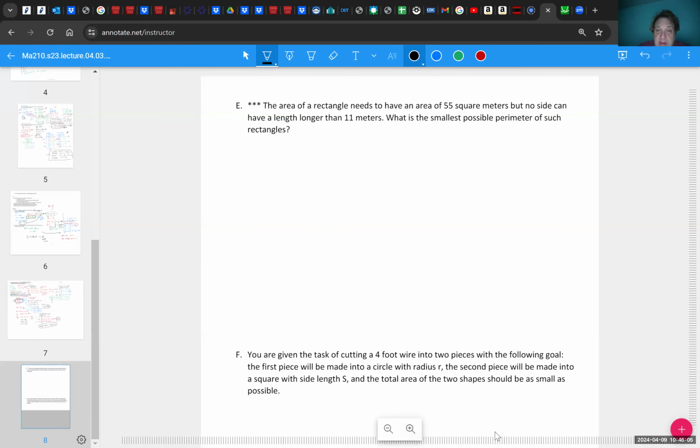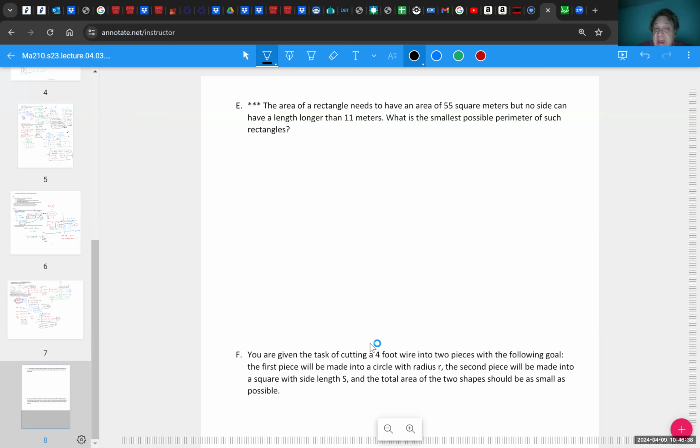Okay, so E talks about the length of a rectangle. It needs to have an area of 55 square meters, but no side can have a length longer than 11 meters. We're looking for the smallest possible perimeter of such a rectangle. That is kind of similar to the previous problem. It's not an animal pen, but it's also a rectangle type problem. So that might be a good one for practice. Now that you've done a rectangle type problem with me in the previous example, maybe you can venture and try a rectangle problem on your own.